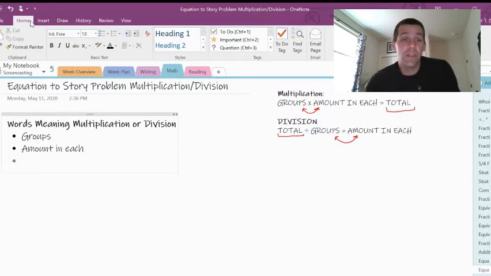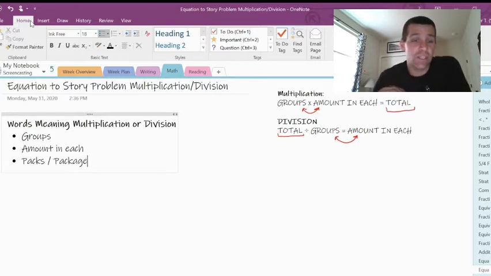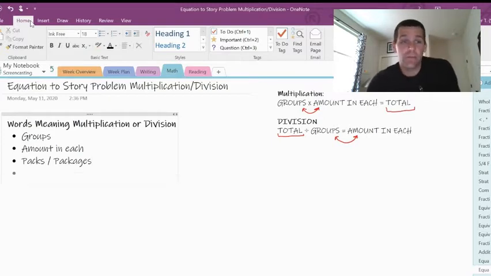Here, you might think of this idea that you have packs. Packs is another good one, or packages, right? Things that you might get from the store or from a large store where you get large packages that have a number in each. You might think that you got boxes. Boxes again hold more than one thing. Okay. Kits. You get a kit, it might have multiple things in it. Those would be words that get us to think that I have these larger groups and there's going to be a number in each.